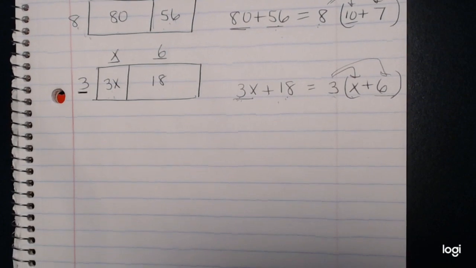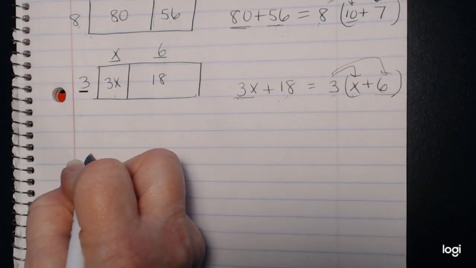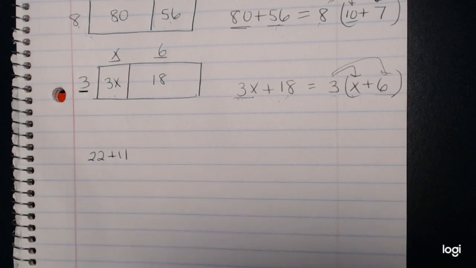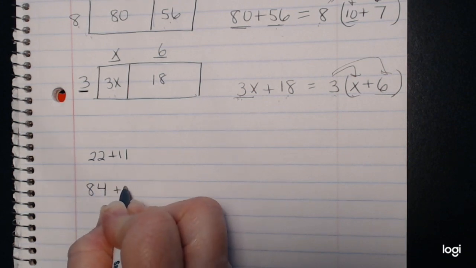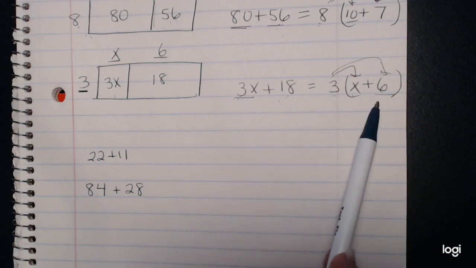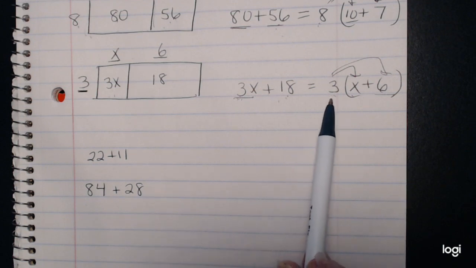All right, so let's do a little practice here. I'm going to give you these expressions. I'm going to give you 22 plus 11. And then I'm also going to give you the expression 84 plus 28. If you would please factor them out by finding the greatest common factor and making it look like the distributive property. You may begin.